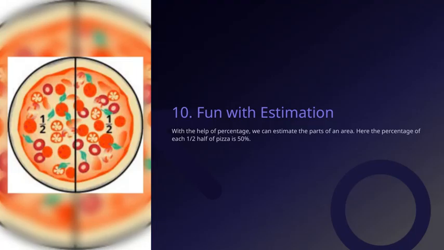As we've seen, using percentages allows us to approximate parts of an area quickly and effectively. For example, here we're looking at a pizza divided into 2 halves. Each half represents 50% of the whole pizza.